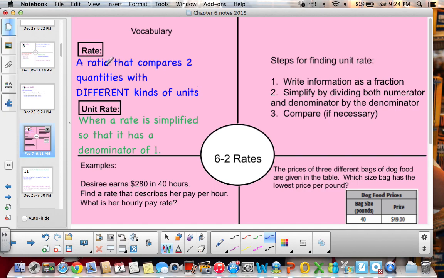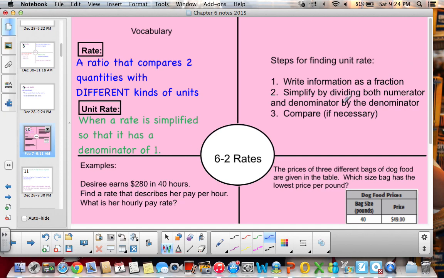So remember, ratios had the same units. They might have had different items, but same units. Now a rate is comparing two different quantities with different units. A unit rate is when a rate is simplified so that it has a denominator of 1.